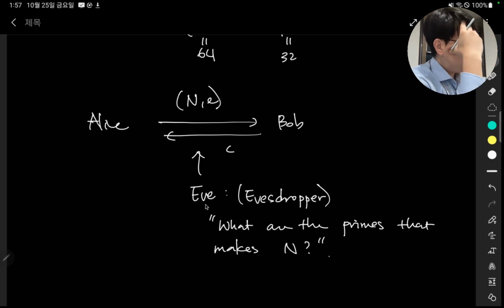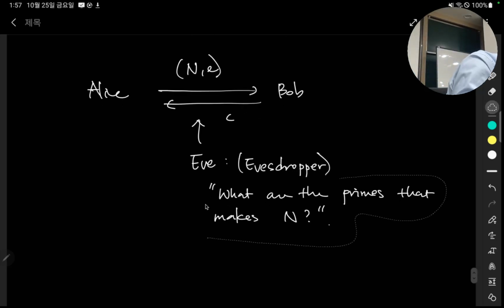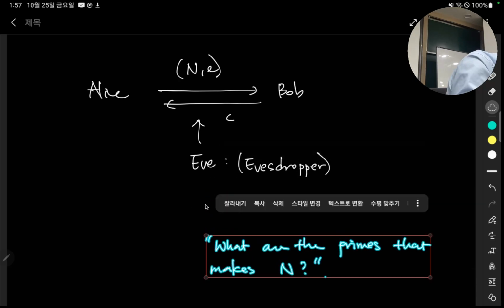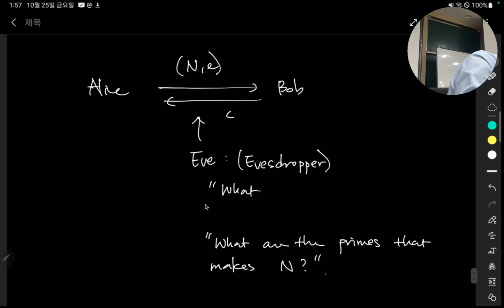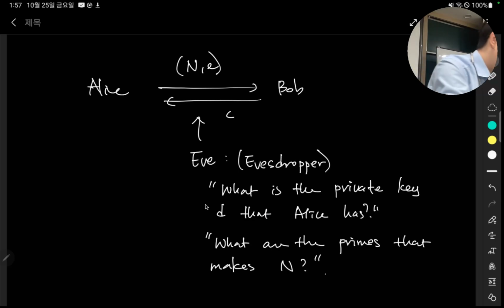All Eve wants to know is how to decrypt the message C. So Eve wants to find Alice's private key. Actually, this is not the direct question that Eve wants to find. Eve wants to find what the private key D that Alice has is. That's the main question.